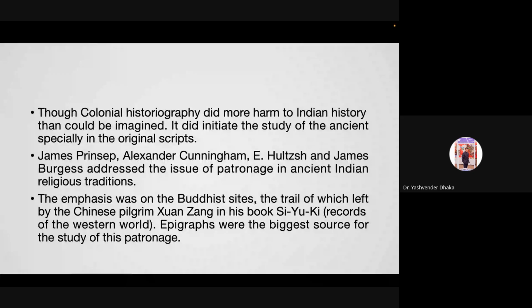It initiated the study of ancient religions and the original scripts also. We know the names James Prinsep, Cunningham, Fleet, Burgess. They addressed the issue of patronage in ancient Indian religious traditions. The emphasis was on the Buddhist side, as we have seen, following the trail left by the Chinese pilgrim Xuanzang in his book Si-yu-ki, The Records of the Western World. Epigraphs were the biggest source for the study of this patronage. When it started, it gave so much importance to Buddhism that they considered Jainism also as a part of Buddhism, or a poor sister of Buddhism. There was not so much focus on differentiating between these two religions. They thought that they are almost similar and are just opposing the Vedic traditions.